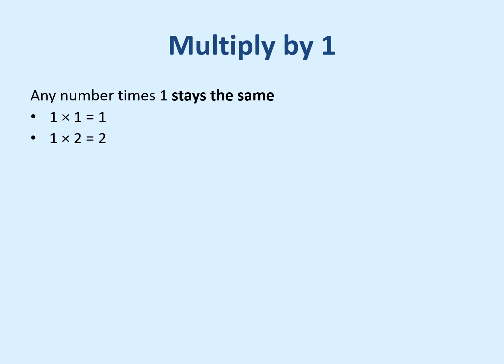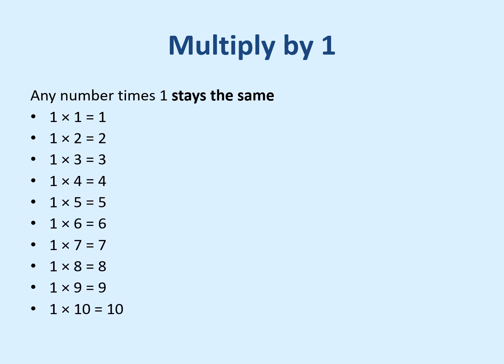Let's move on to multiply by 1. Well, you probably already know any number times 1 stays the same. So 1 times 1 is 1, 1 times 2 is 2, 1 times 3 is 3, and so on and so forth. So anything multiplied by 1 is the number by itself. What about multiply by 2?